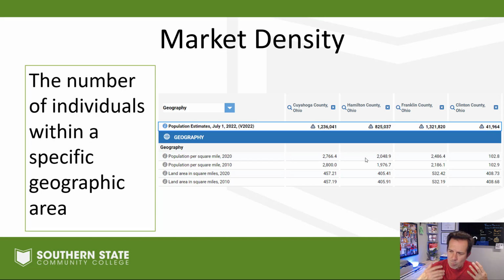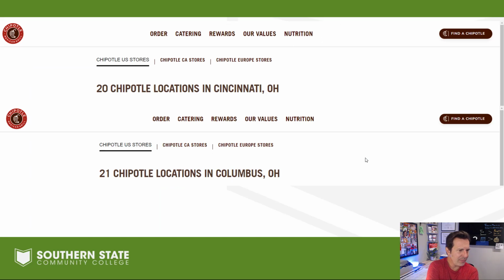And so what ramifications does that have for a marketer? Well, you think about a place like Chipotle in those very densely populated areas. And they're going to have all kinds of locations in Cincinnati and Columbus, 20 in Cincinnati and 21 in Columbus, Ohio. And they may have a Chipotle in Cincinnati 2 or 3 miles apart from one another because there's that many people in that particular area.